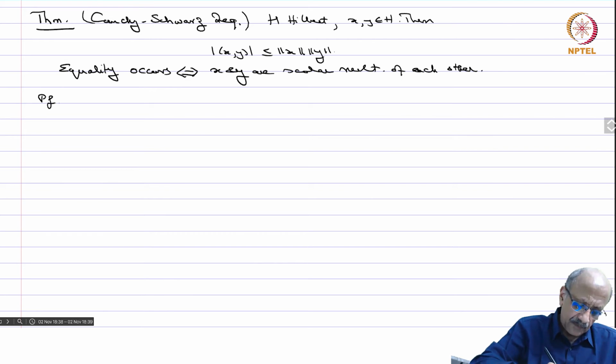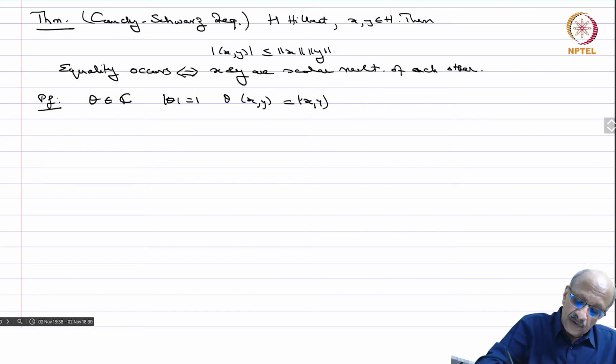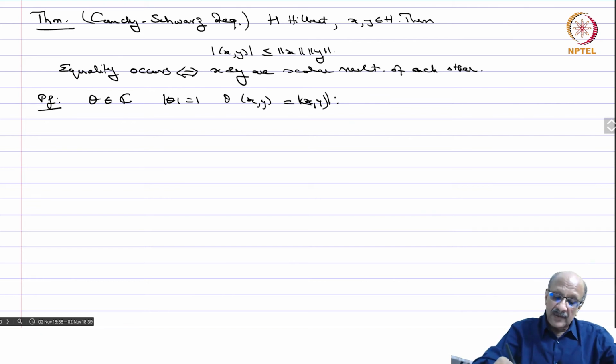Okay, so proof. So we will do it for the complex case. The real case will be a particular case of that. So let us assume theta in C such that you have mod theta equal to 1 and theta times (x, y) is mod (x, y). We have done this before, in various examples. Given a complex number, it can be written as r times e to the power i theta. So e to the power i theta I am calling theta now, and so any complex number can be written as a number with modulus 1 times its modulus. So I am bringing that down here.